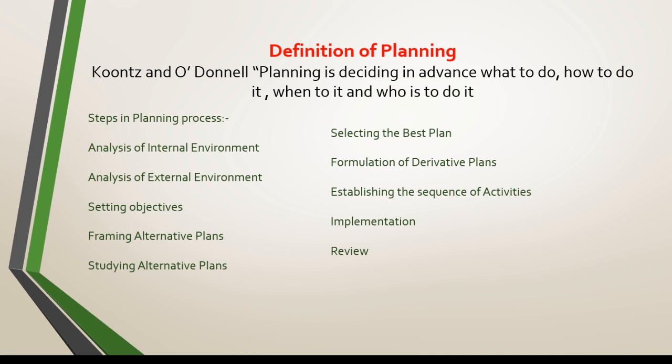Next one is studying alternative plans. Which plan is suitable for me to apply and to achieve the objectives? I have to do a deep study. How will you do the deep study? By applying the cost benefit ratio. The cost benefit ratio will tell you which plan is cost effective, meaning which plan you can apply with less cost and get maximum benefit.